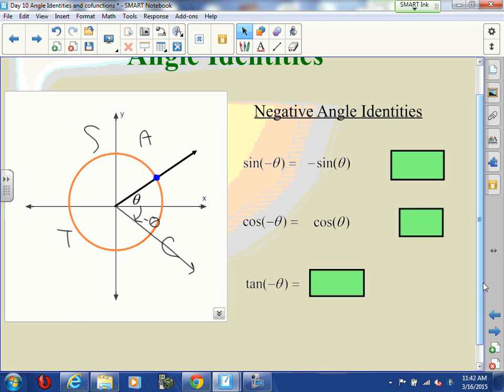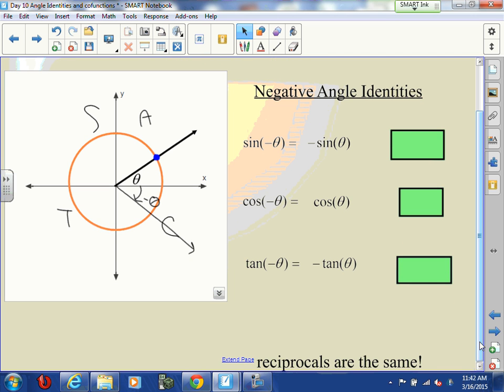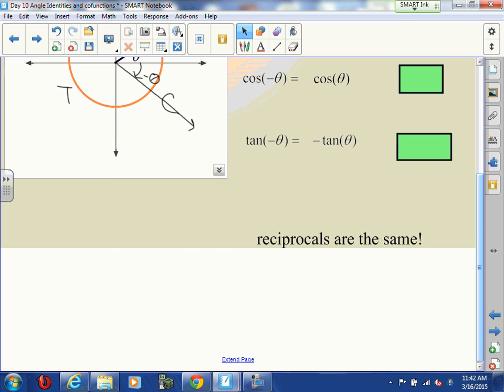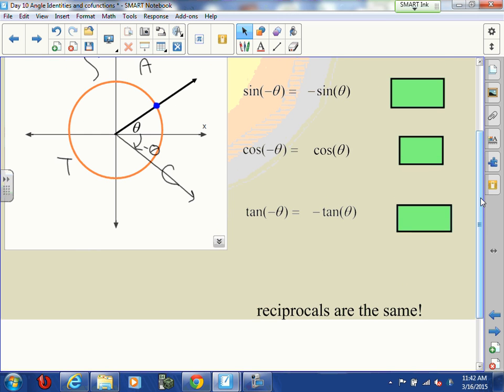What do you think tan is going to be? Negative tan theta, because tan in the fourth quadrant is negative. So basically all it's saying is, if we use a negative angle instead of a positive angle, what's our sign going to be? That's it. So those are negative angle identities. I don't think you need to memorize them because they're easy enough for you to go through. Reciprocals are going to be the same. So anything for cosecant, secant, and cotangent, same scenario.